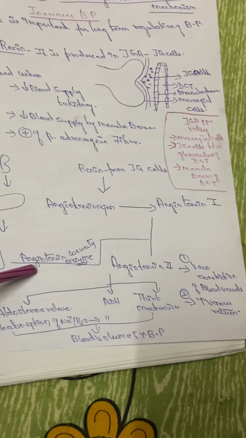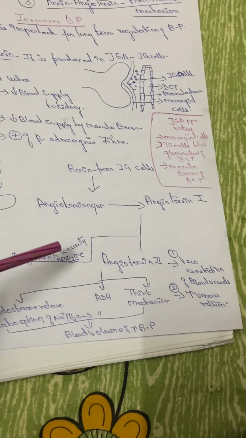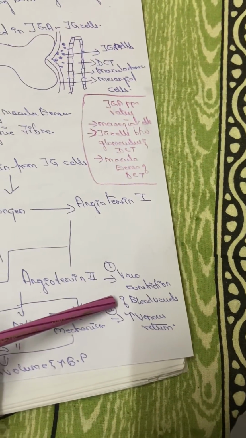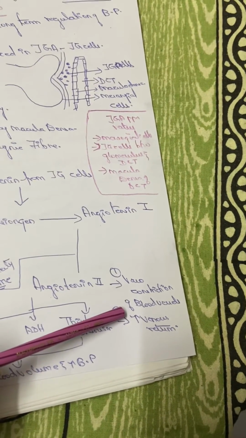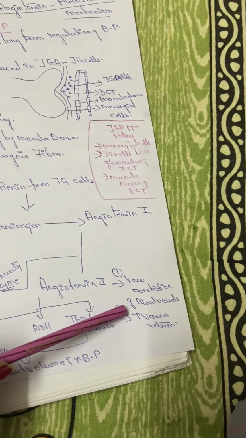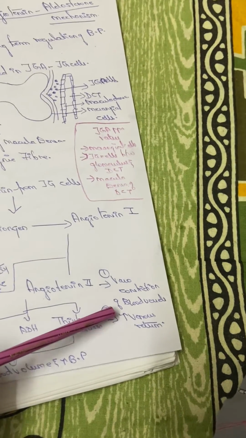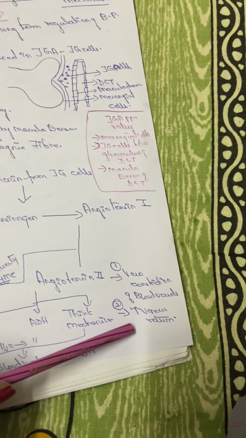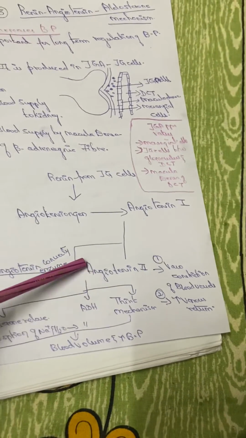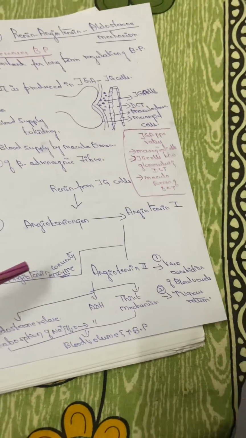So what is the function of angiotensin 2? It will cause vasoconstriction of the blood vessels. When the blood vessels are constricted, what will happen? There is increased blood supply to the heart. When there is increased blood supply to the heart, it will cause an increase in blood pressure. And further, angiotensin 2 has three actions.